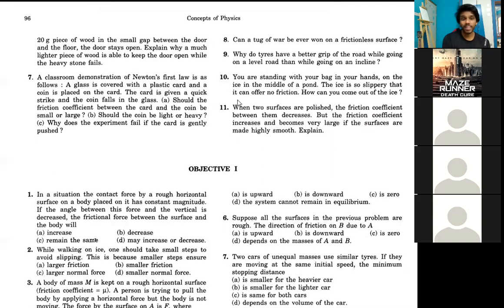Why do tires have better grip on a road while going on a level than going on an inclined one? Tires have a very good grip on a horizontal surface, but on an inclined surface the tires don't have enough grip. Why? The gravitational force also acts on the body, sir. No. On an inclined surface, when we take the components of the friction, the friction is a bit less there.